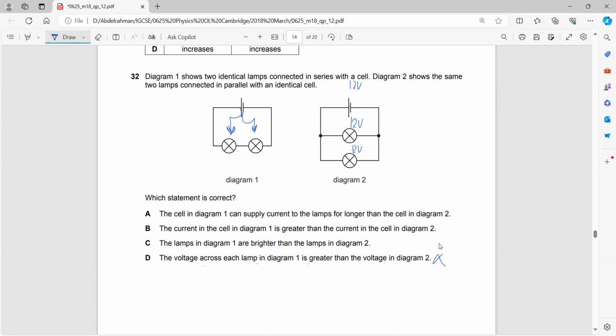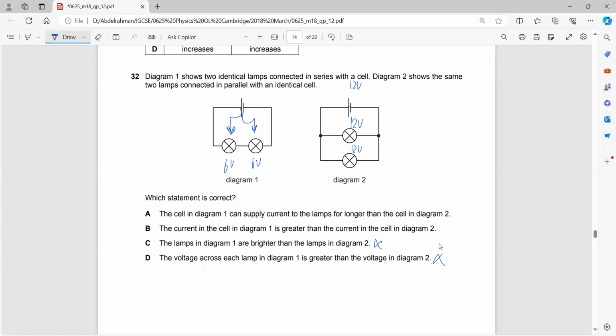The lamps in diagram 1 are brighter than the lamps in diagram 2. Again, it is wrong because as the voltage was divided, for example, this is 6 volts and this is 6 volts, each of them receives only 6 volts, so the brightness would decrease. They would be a bit dimmer.